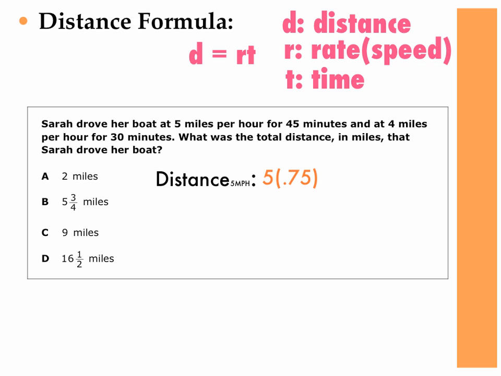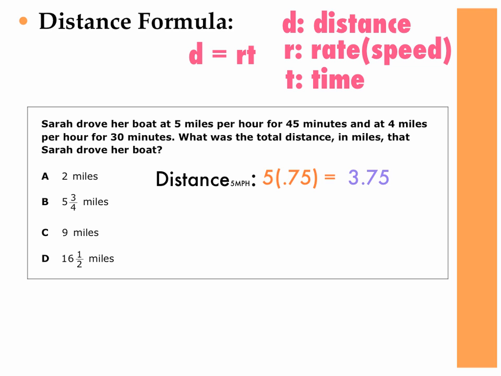The reason why I can't use 45 is because I have miles per hour for my rate, so all of my time needs to be measured in hours. Well, if you think about a clock or think about time, 45 minutes would be 3/4 of an hour, which is equivalent to 0.75. 5 times 0.75 is 3.75.